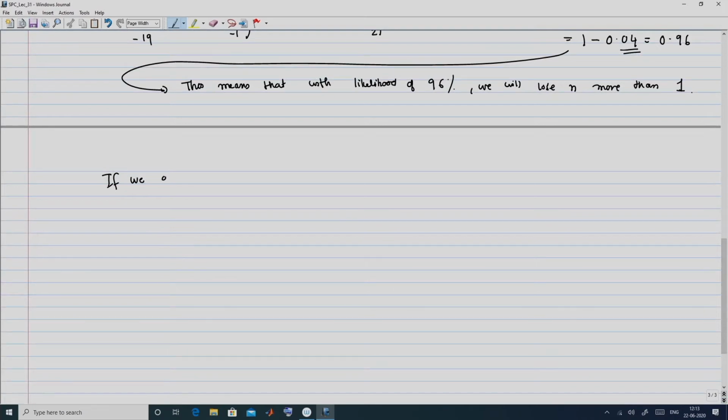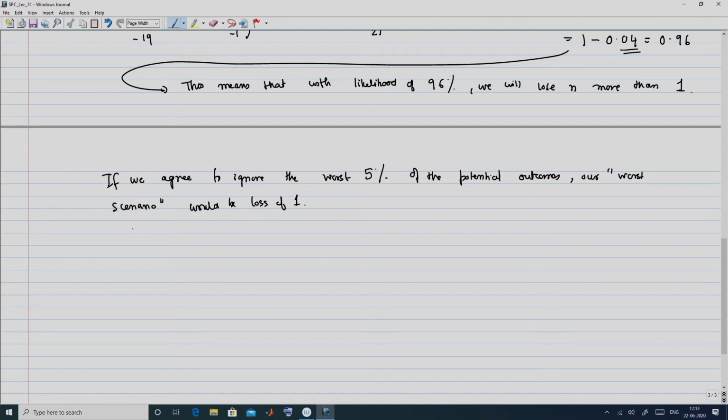So, for example, if we agree to ignore the worst 5% of the potential outcomes, our worst scenario would be a loss of 1. But if we are willing to exclude the worst 2.5%, then the loss of 19 also has to be taken into account.